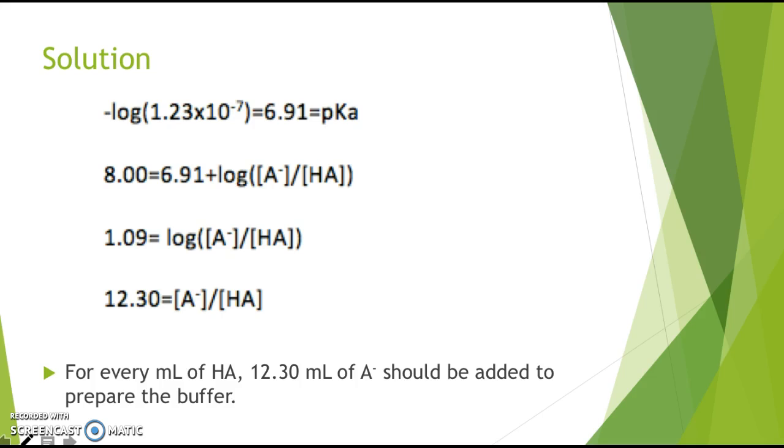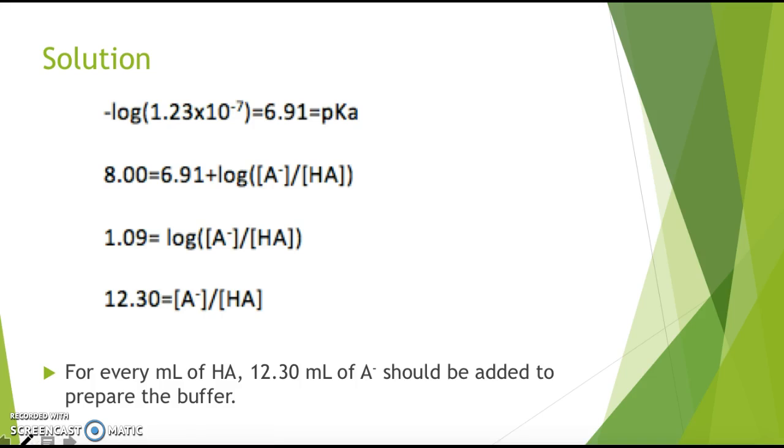First, you find the pKa by taking the negative log of the given Ka. Then you plug the pKa and pH into the Henderson-Hasselbalch equation. Solve this equation as shown to get the ratio of base to acid. You should find that for every milliliter of acid, 12.30 milliliters of base should be added to the solution to prepare this buffer.